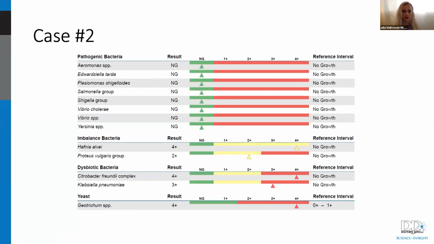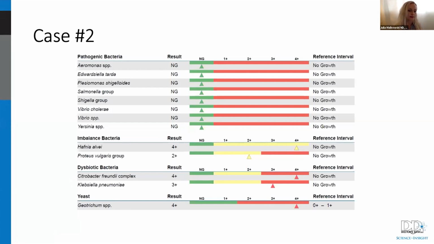And so we would like specific treatments for these two dysbiotic bacteria and then this yeast. These dysbiotic bacteria, especially the Klebsiella, can be the cause of the patient's chief complaint. Klebsiella tends to be pretty symptomatic for people. But again, this is a patient that you'd want to work on this, do treatment, and then retest.